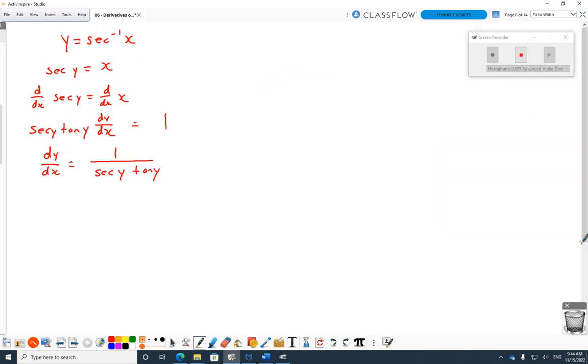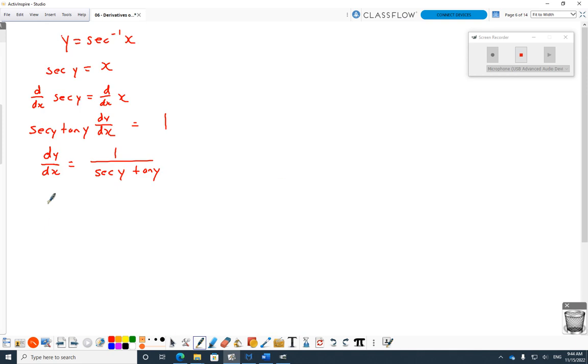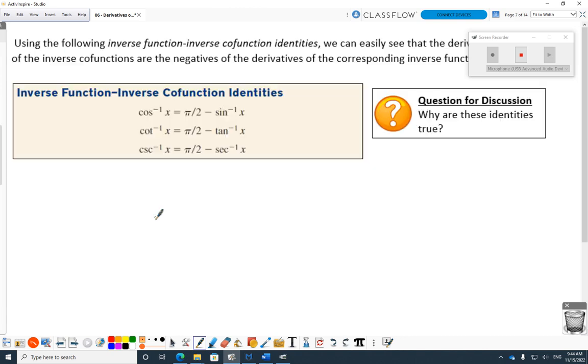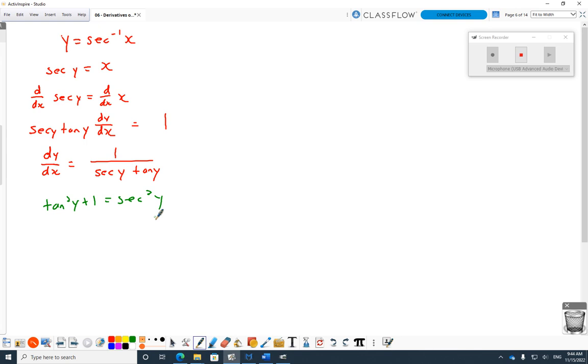Secant squared y. Okay, so in green, tan squared y plus 1 equals secant squared y. So I need to do a little rearranging here. Tan squared y plus 1 equals secant squared y, to get the tan. So I get tan squared y equals secant squared y minus 1. And then I get tan of y equals plus or minus square root of secant squared y minus 1.